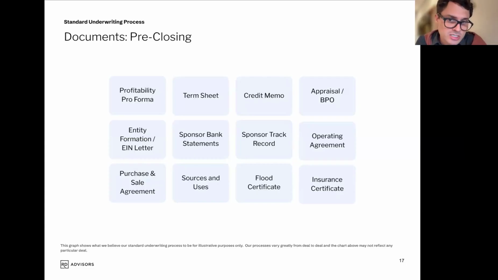Sources and uses, and insurance. We do have our own insurance requirements. And if someone doesn't have proper insurance coverage at any point during the life of the loan, that is an event of default. So that gives us the option to take over. So we want to make sure that people are insured. So this is a snapshot of what we get.